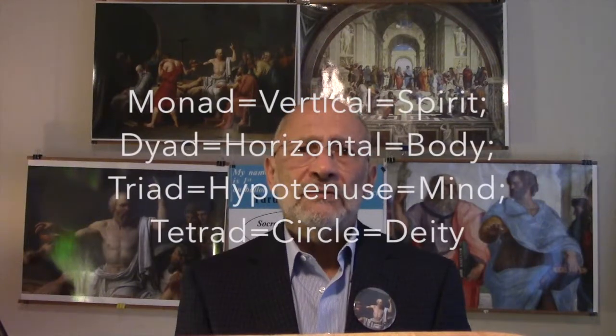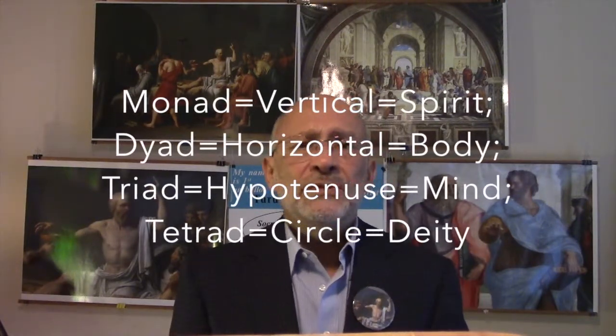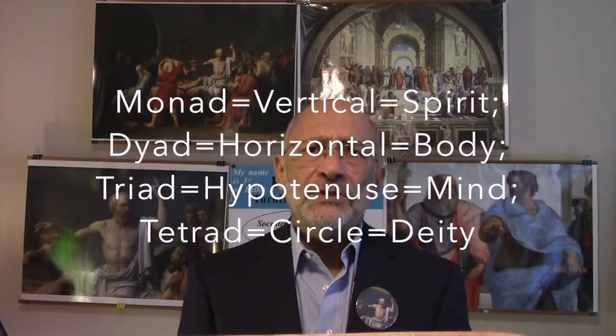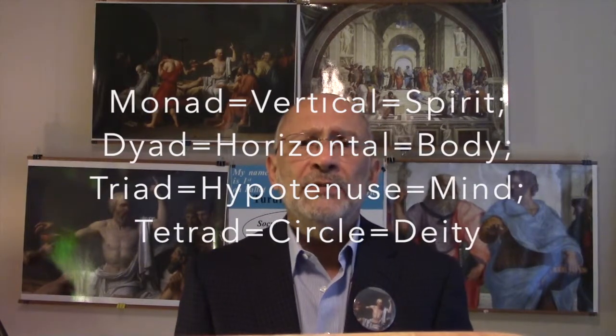The primeval Pythagorean theorem, called Tetractys, as we said, used the monad for the vertical, dyad for the horizontal, triad for the hypotenuse, and tetrad for the whole set up as one. Herein we have opted to use the more familiar words of spirit for the monad, vertical position, body for the dyad, horizontal position, mind for the triad, hypotenuse position, and deity for the absolute or God. From here onwards, the tetrad is understood, but we'll focus our attention on the triad.